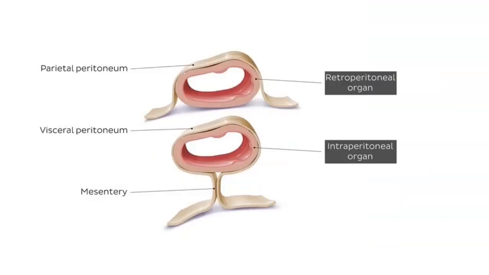The peritoneal ligaments, omentum, and mesentery serve as a bridge that permits blood vessels, lymph vessels, and nerves to reach the viscera. As you can see here, this is the parietal peritoneum, and this is the visceral peritoneum. When the visceral peritoneum covers the intestine and moves backward to connect with the posterior abdominal wall, this is called the mesentery.